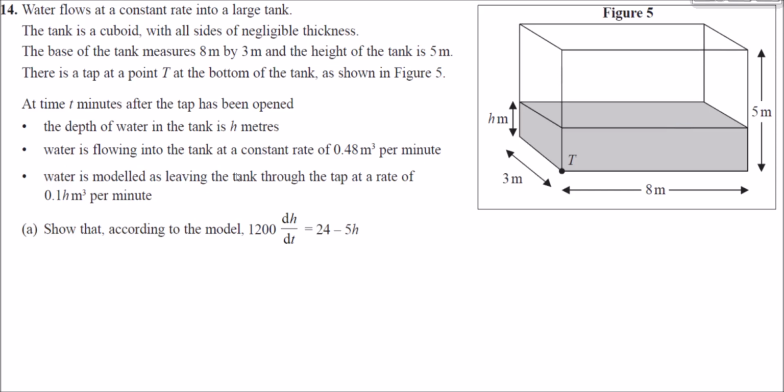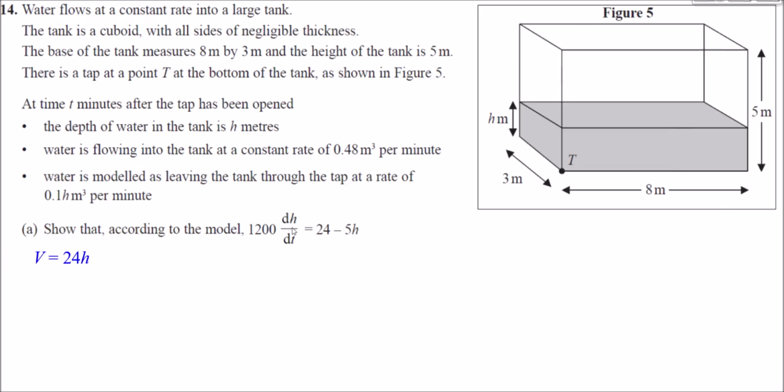being lost from the tank. It's leaving the tank through this tap at a rate of 0.1 multiplied by the height cubic meters per minute. Show that according to the model, we've got this differential equation. So this can be quite overwhelming. Where on earth do we even start? Well, if we can work something out, do work that something out. So cubic meters, that's talking about volume. And this is a cuboid. So what we could do is work out the volume of the water in this cuboid. The volume of water inside will be length times width times height, 8 times 3 times h. So the volume of water will be 24h.